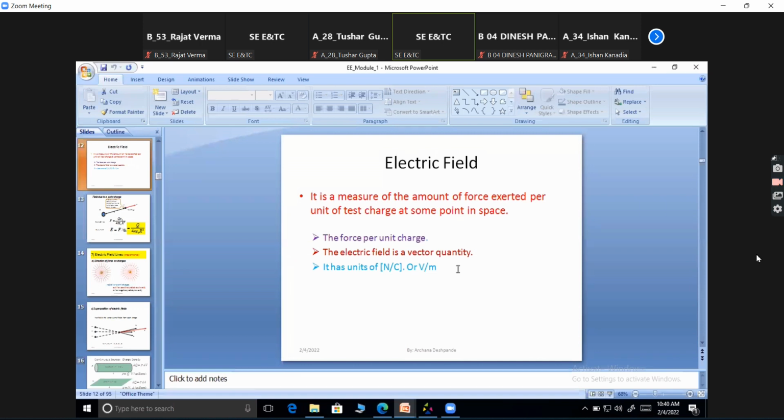Okay. So let's see what the electric field is. We'll try to explain electric field in various forms. So we'll begin with what is written here. It's a measure of the amount of force exerted per unit of test charge at some point in space.